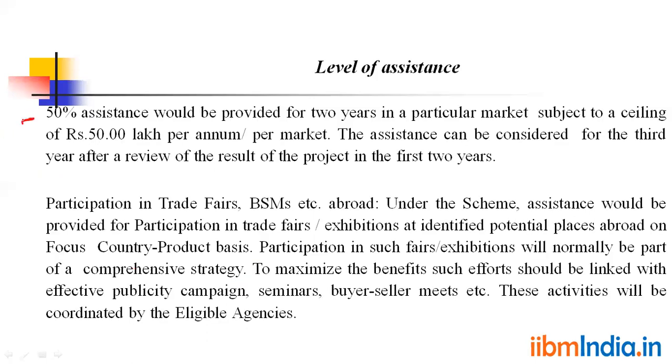Level of assistance. 50% assistance would be provided for 2 years in a particular market, subject to a ceiling of 50 lakh rupees per annum per market. The assistance can be considered for a third year after review of the results of the project in the first 2 years. Suppose you are getting certain success in the first 2 years, then it might be carried forward for the third year also. So for the first 2 years, the maximum limit is 50 lakh rupees per annum per market.